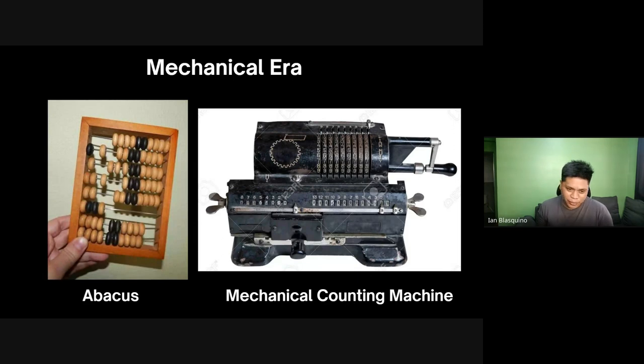So itong abacus na ito, as you can see on this slide, this is how the abacus looks like. So it was invented in ancient Mesopotamia, na ngayon is kilala as the countries of Iraq and Iran. Kaya itong abacus na ito, it's one of the earliest known calculation devices. So the history of computing begins with the ancient civilizations' need for tools for them to perform mathematical calculations, na naging dahilan which led to the development of early calculation devices.